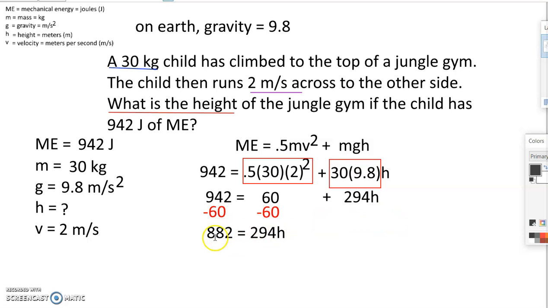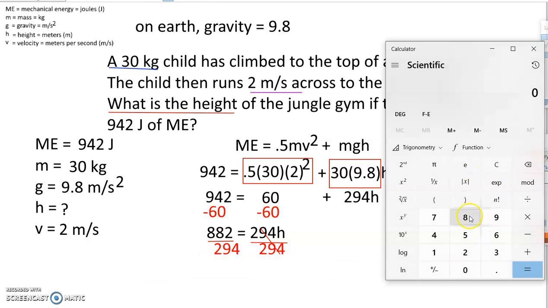All right, we are almost done with this problem. We just need to cancel out this 294. And I'm going to do that by dividing both sides by 294. These are multiplying, and the way you undo multiplication is with division. So I'm going to divide this by 294, and I'm going to divide this by 294. When I divide over here, that's going to cancel it out, but I will need to type this in my calculator because I can't do that in my head. 882 divided by 294 gives me 3.